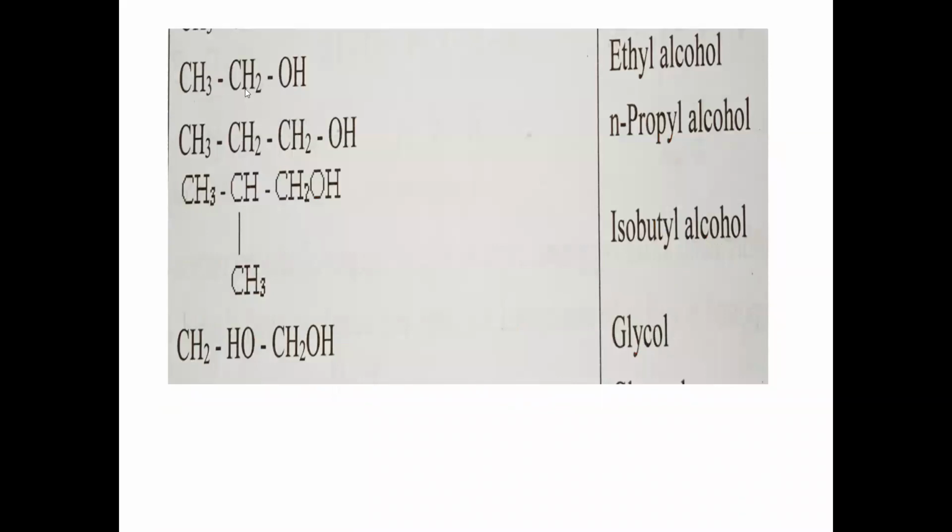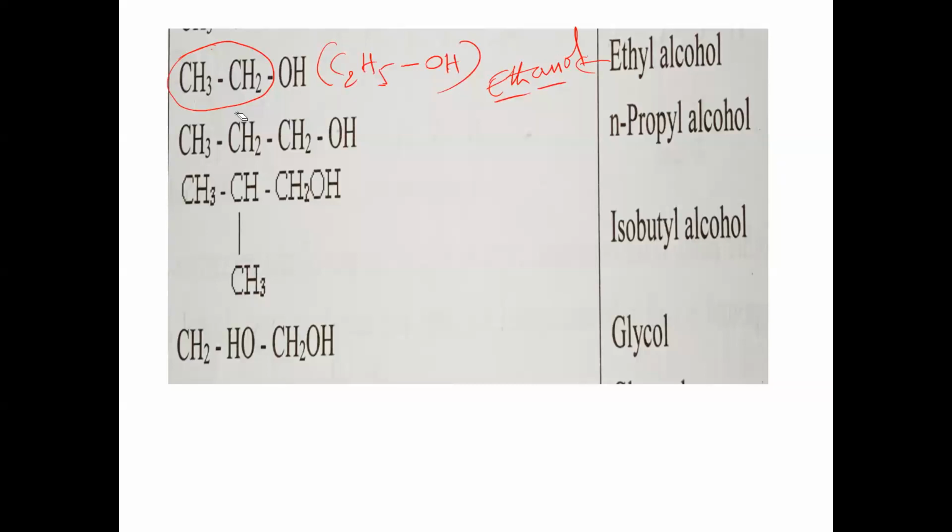Next one, ethyl alcohol. It is C2H5, so C2H5 means an ethyl group here. C2H5OH is ethyl alcohol. In this ethyl alcohol, the ethyl group is the alkyl group, and OH is the alcohol functional group. So what is the IUPAC name of this? Ethanol. Two carbons with an OH group.